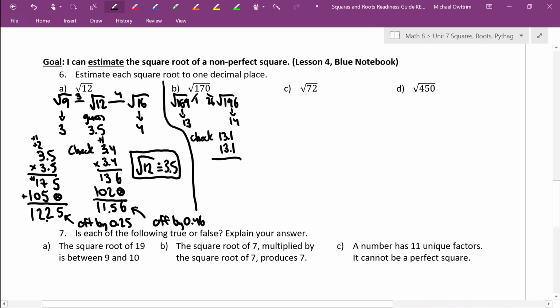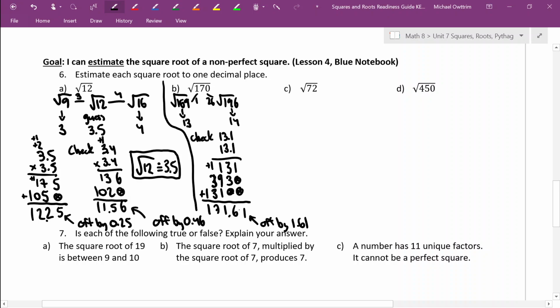So 1 times 1 is 1. 1 times 3 is 3. 1 times 1 is 1. Placeholder 0. 3 times 1, 3 times 3, 3 times 1. Whoops, 2 placeholder zeros as I'm 2 places over. 1 times 1, 1 times 3, 1 times 1. We got 1, 6, 11, 7, 1. 2 digits in decimal places. So this is off by 1.61.